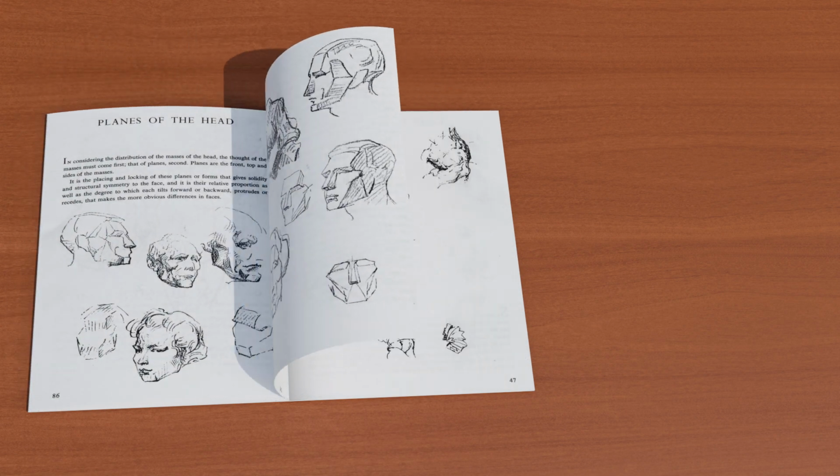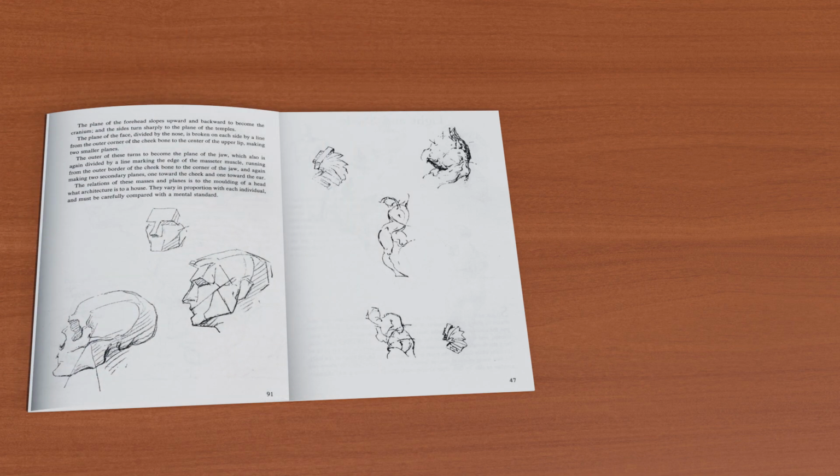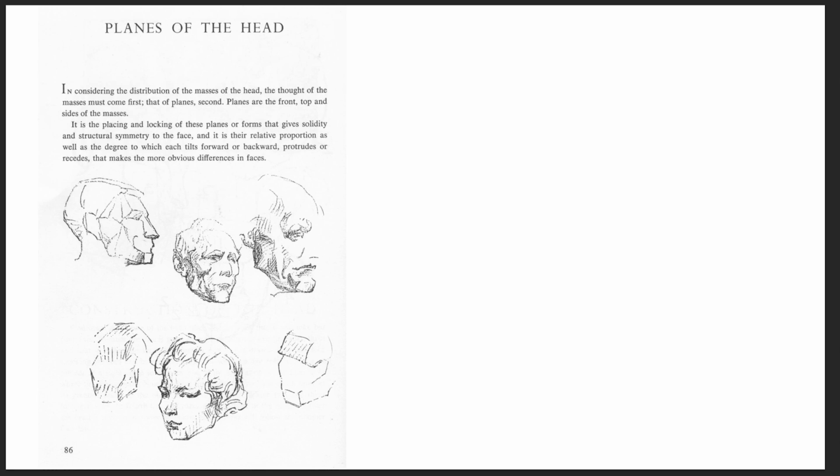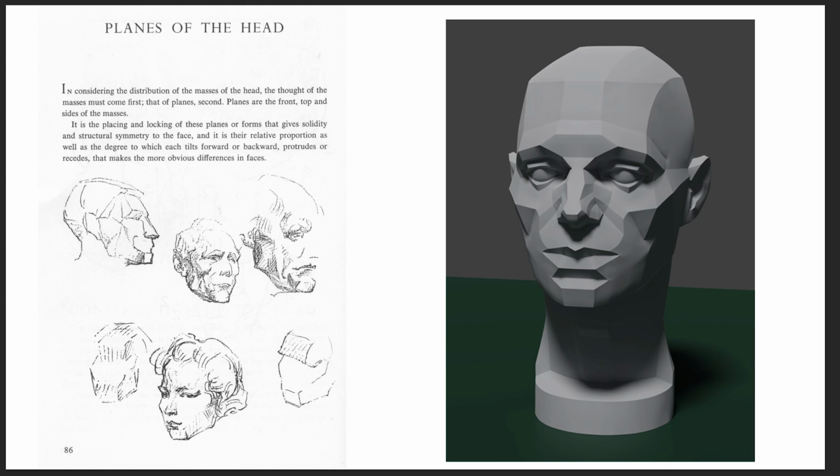Section 6 is on the planes of the head. The concept of planes of the head is very similar to what he's already discussed with massing, having the bigger blocks placed in certain locations within the head design to help facilitate structure and develop the form even further. You might be familiar with planes of the head very similar to this kind of thing.